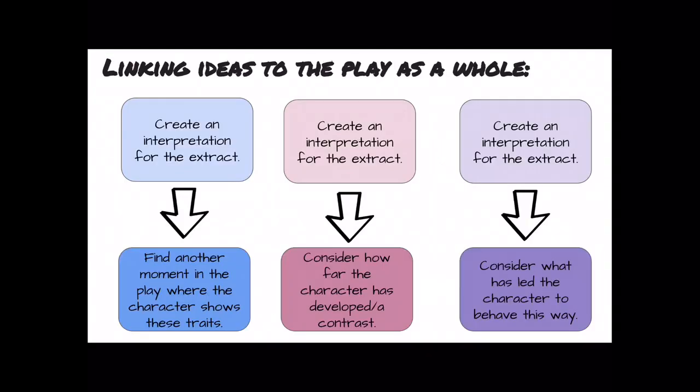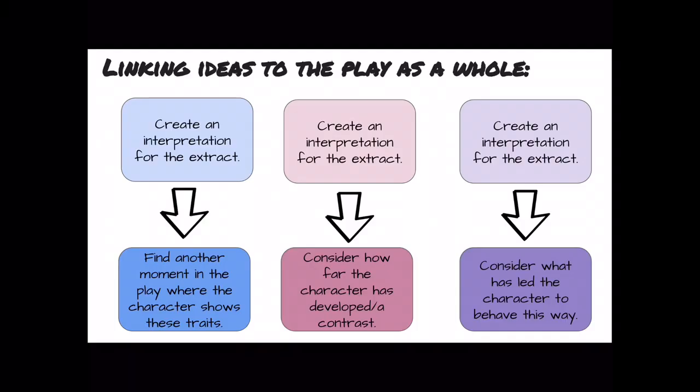Some students find it incredibly difficult to link their ideas to the play as a whole. So here are some examples of how you might do it. For each of them, you obviously need to create an interpretation for the extract. On the blue one, it says to find another moment in the play where the character shows these traits or similar traits. That's a very simple way to link a paragraph from the extract to the play as a whole, because you're finding another moment where the character behaves in that way.